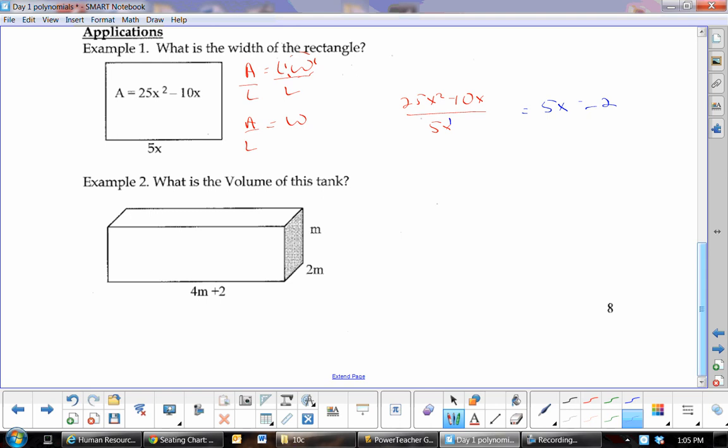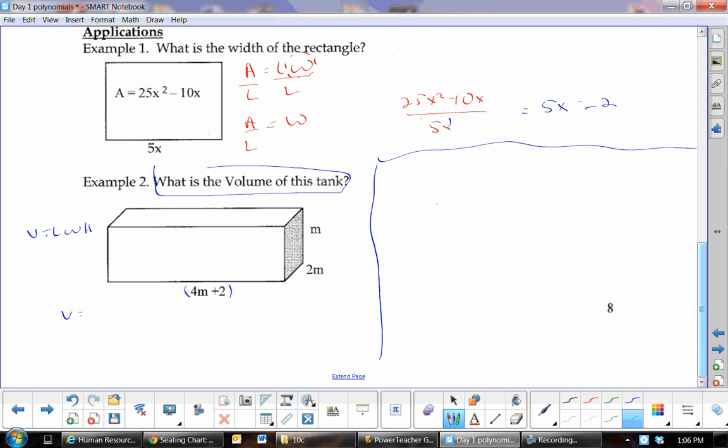Okay, now this one here, what's the volume of this tank? I want you to see if you can do it underneath here, because I want to do another example over here. I need this real estate there. So volume equals length times width times height, right? Always put the binomials last. It's easier. So then I'm going to go m times 2m times 4m plus 2.